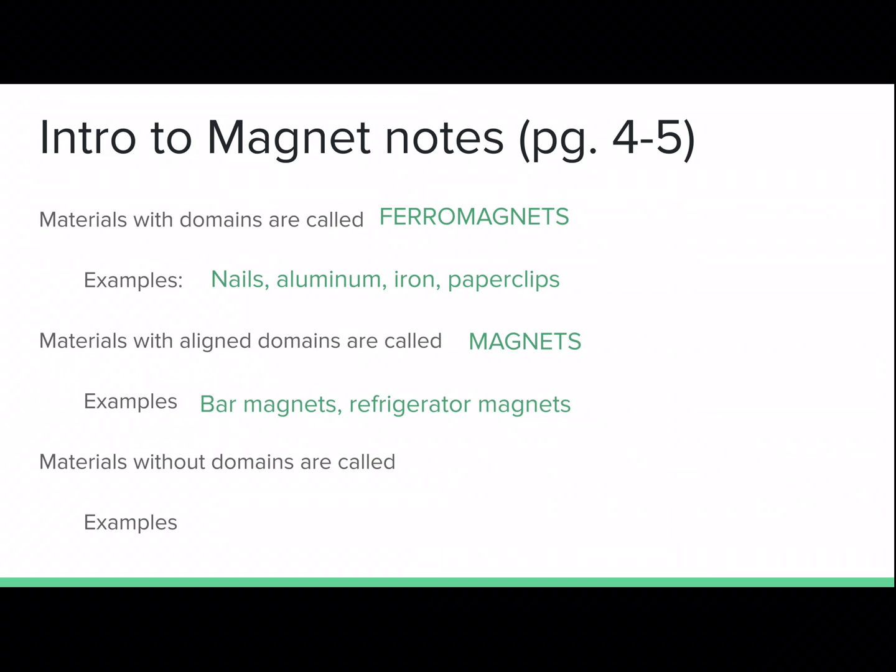Materials without domains are called non-magnets or non-ferromagnets. So these are things that aren't magnetized even when they're near a magnet. So that's like paper, pencils, your classroom desk, glass. Basically, if you bring a magnet towards that object, these non-magnets are not going to attract to a magnet or repel from a magnet.